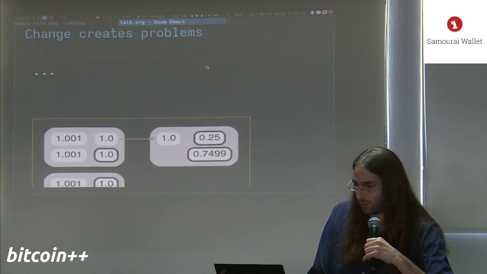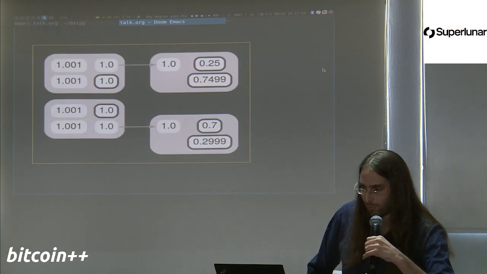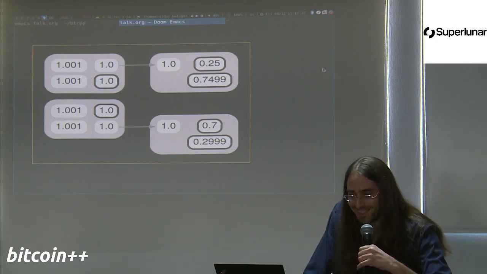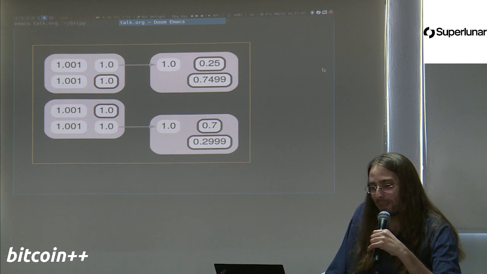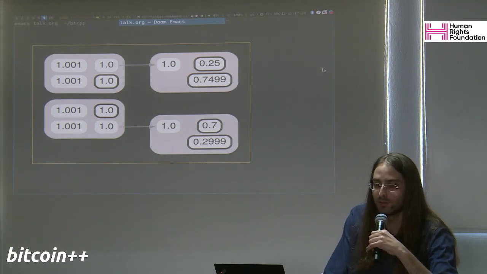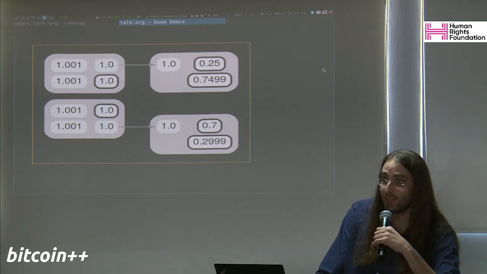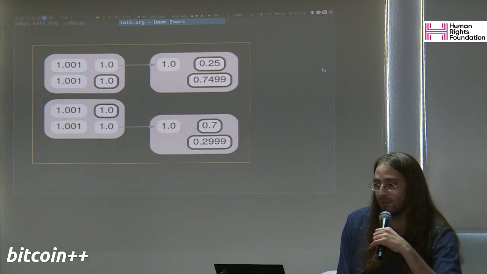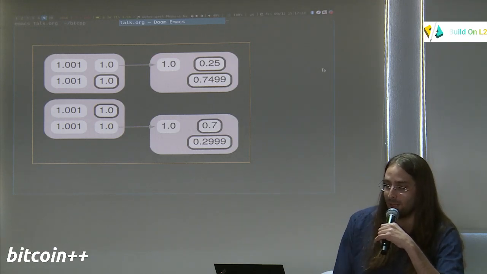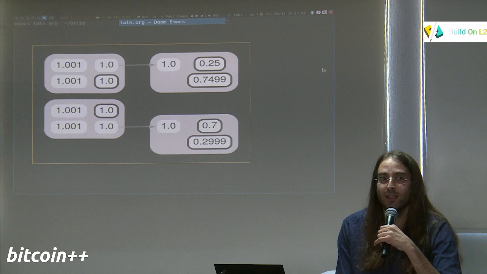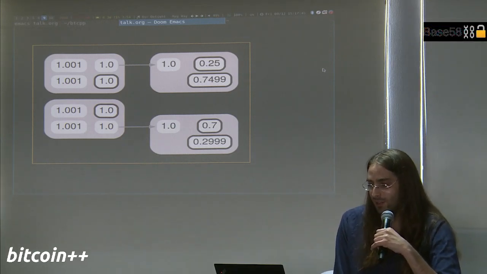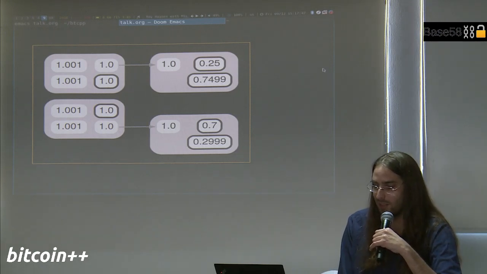So let's briefly discuss change. Even though I thought I wrote too few slides, I see that I'm running out of time. What's happening here? A single user has made two coin joins and obtained two private coins, and then is making two independent payments, which ideally should not be linkable to each other, right? Maybe the first transaction is paying for some contraband, and the second transaction is paying for rent, and those two things need to remain segregated.